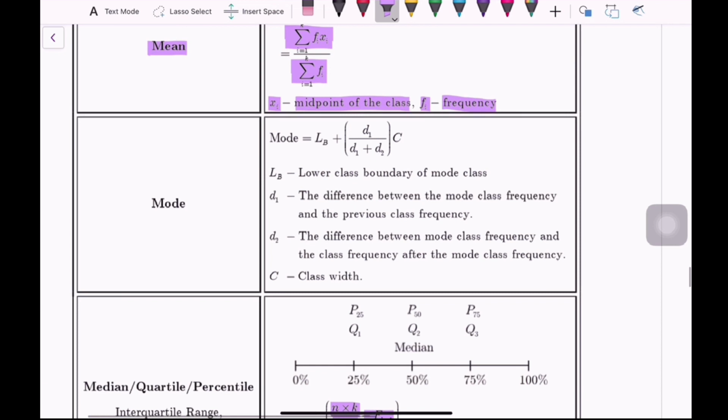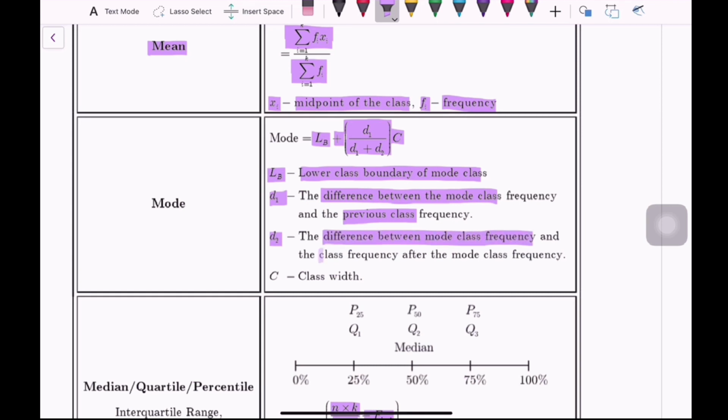For mode, the formula is LB plus within bracket D1 over D1 plus D2 times C, where LB is a lower boundary for the mode class. D1 is a difference between mode class frequency and the frequency for the previous class. D2 is the difference between mode class frequency and the class frequency after the mode class, and C is class width.